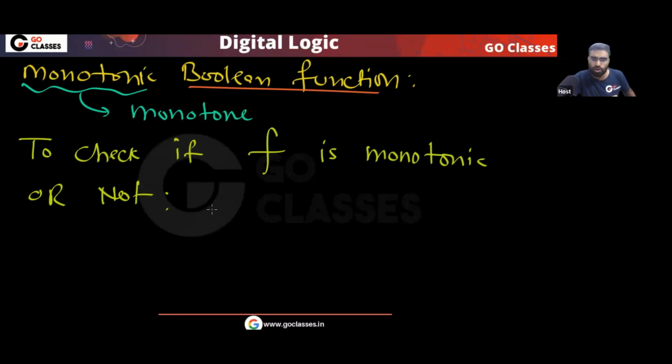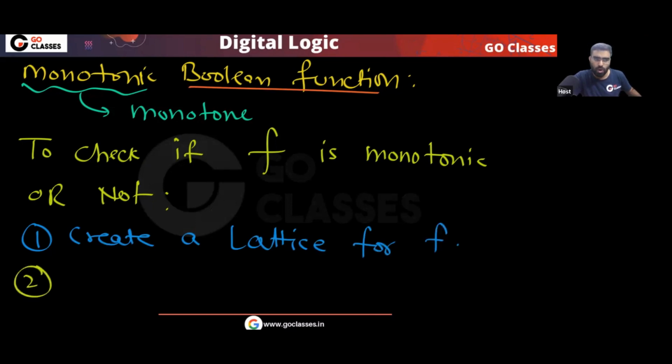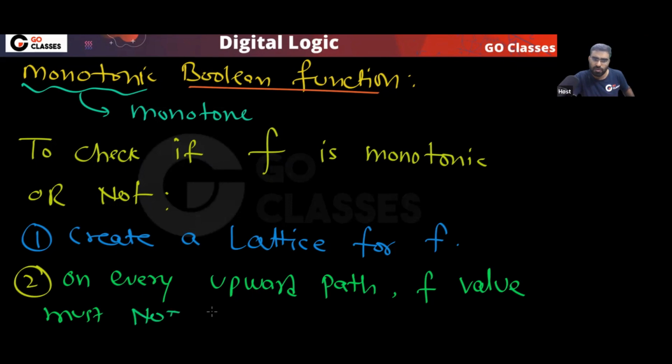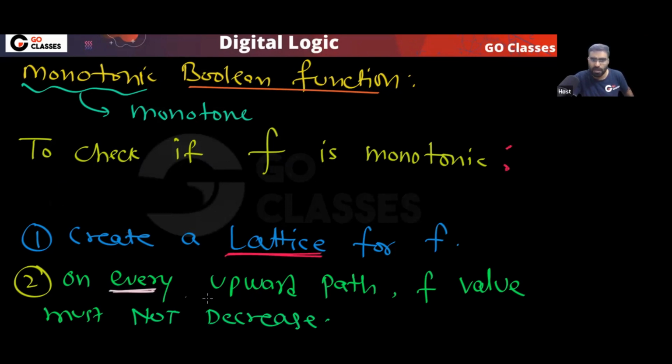If you want to check if f is monotonic or not, what is the best way? First you create a lattice for f. Then on every upward path, the f value must not decrease. Is this clear? So this is the idea. If f is monotonic, then first you create a lattice, and then on every upward path, the function value should not decrease.